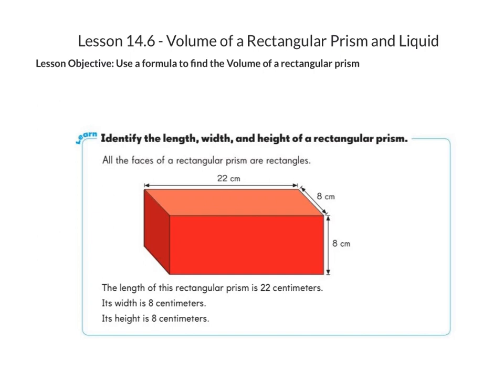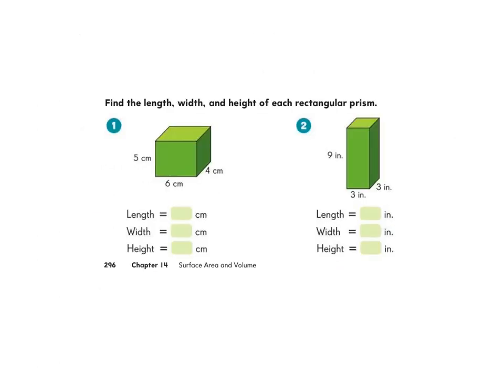Now the width is how far back or how wide the rectangular prism is. So in this particular prism, the width would be 8 centimeters. And the height is how tall the prism is. So in this particular prism, the height would be 8 centimeters. Next, we're going to be taking a look at a few examples of prisms and identify the length, the width, and the height of each of them.